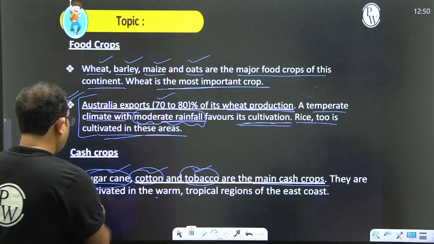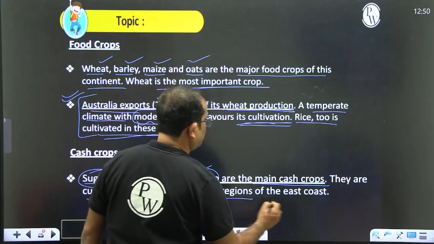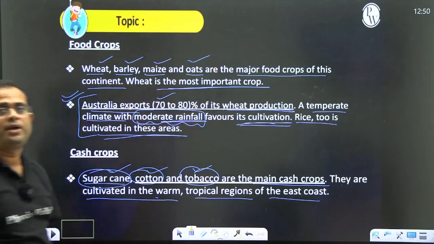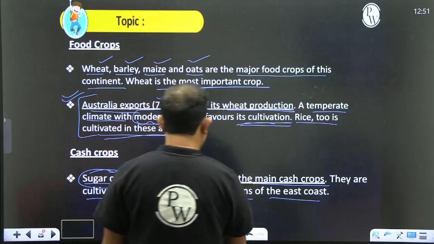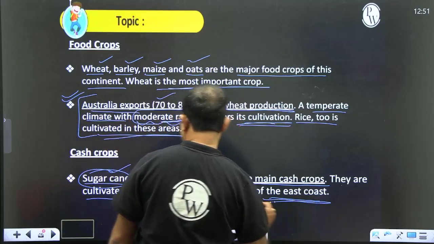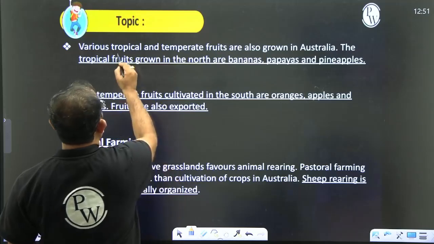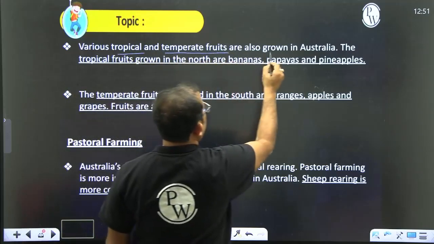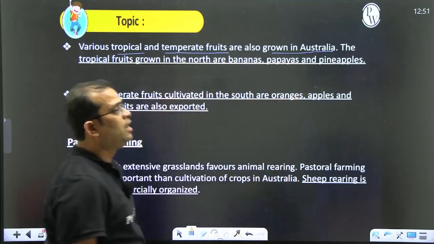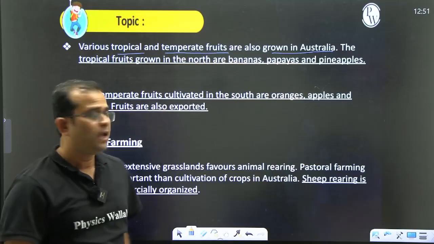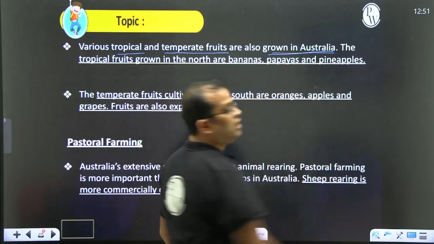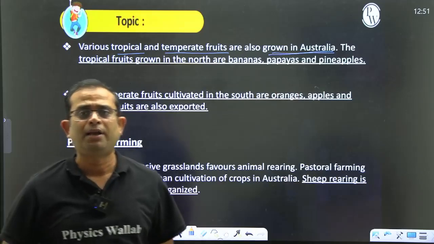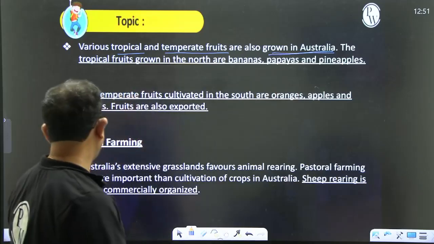Okay, they are cultivated in the warm tropical regions of the east coast. Next we see various tropical and temperate fruits are also grown in Australia.